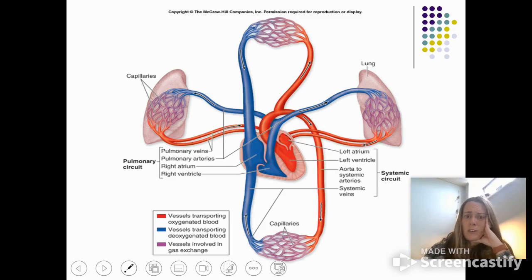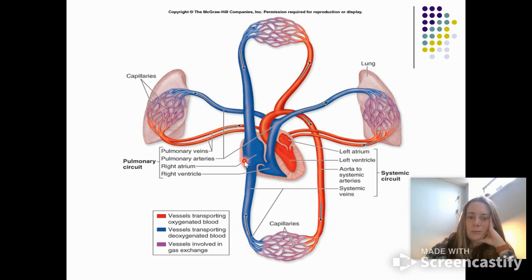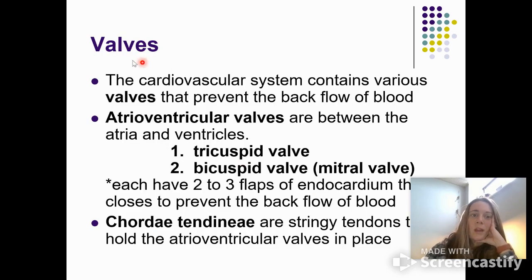So this is obviously a very simplified version, showing the pulmonary circuit and then the systemic circuit. Valves, we've really talked about these. Valves are preventing backflow of blood. They're making sure blood goes in one direction, forward, if you will.